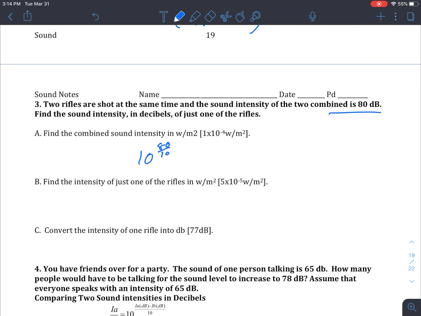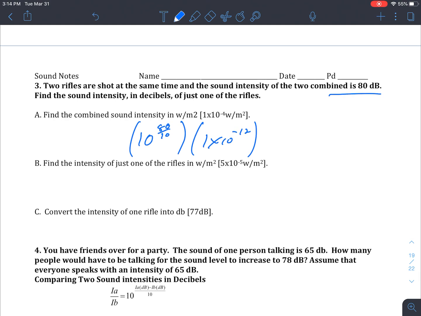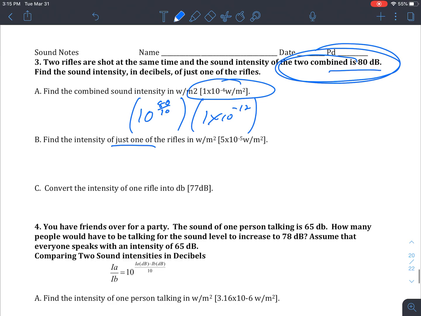So 10 to the 8, or 80 divided by 10, times our 10 to the negative 12. Then again, that's just for the one, and we just want to know the intensity of just one of the rifles. I'm sorry. So we already have the combined is 80. So this value is both of those rifles shot at the same time. Now we just want to know one.